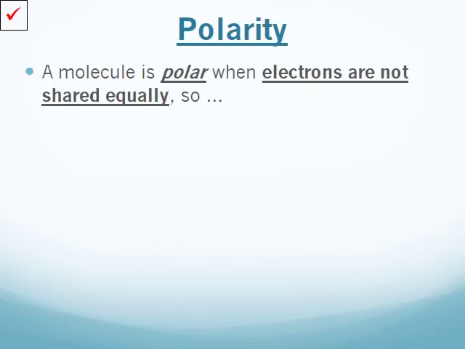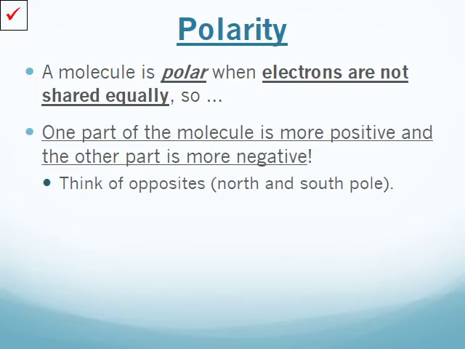Now, before we get into the final type of bond, we must discuss polarity. So think north and south, or opposites. A molecule is polar when electrons are not shared equally. One part of the molecule will be more positive, and the other part will be more negative. So think, once again, positive and negative, north and south pole.